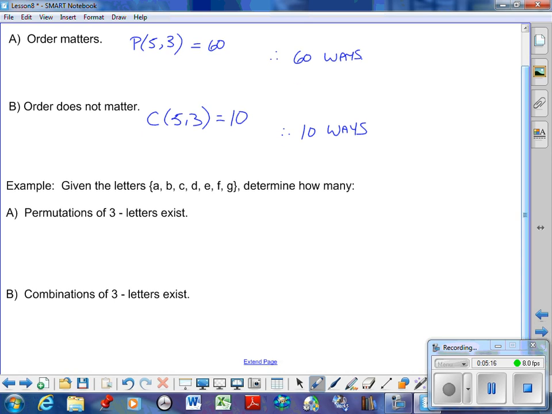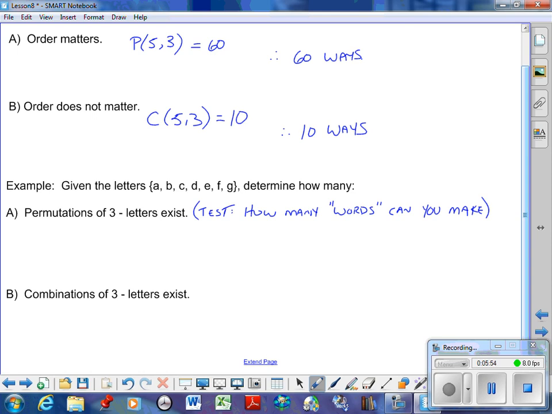Letters A, B, C, D, E, F, G: determine how many permutations of 3 letters exist. So this would be order matters. If I was going to put this on a test, and this is a good question, it would appear on a test. The question would be, how many "words" can you make? When I say words, they may not mean anything to you, but they are different and unique. So that's how I'd word it on a test.